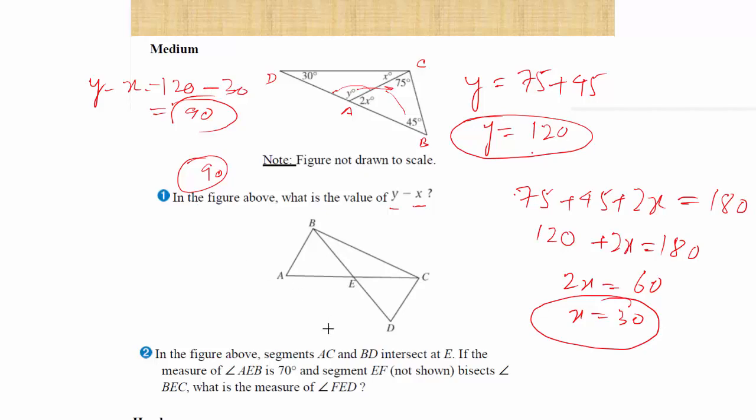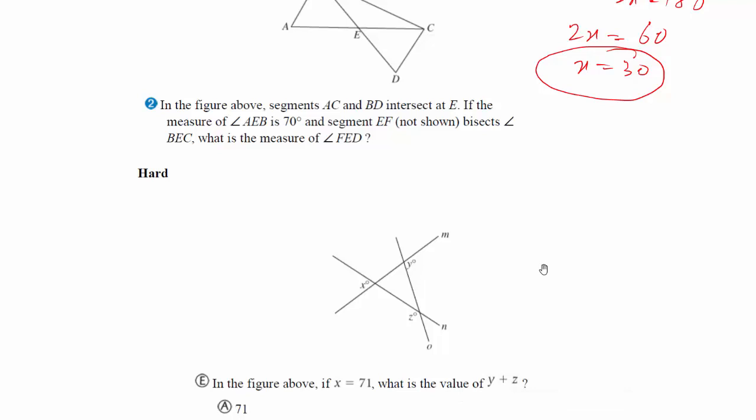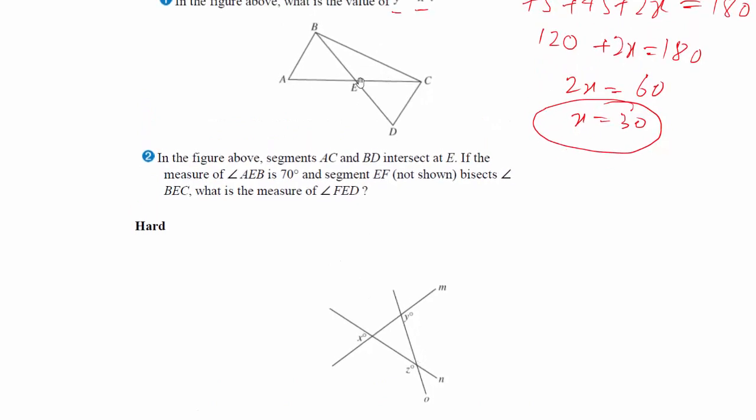Now let us see question number 2. In the figure above, segments AC and BD intersect at E. If the measure of angle AEB is 70, let us mark it as 70. And segment EF, which is not shown, bisects angle BEC. So BEC is bisected. Let us mark it here.